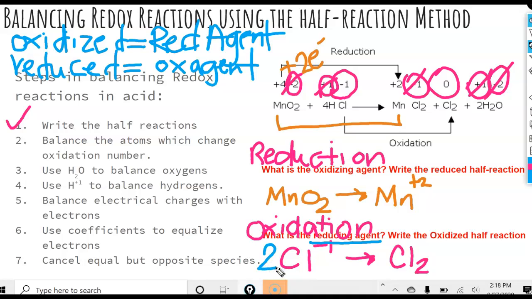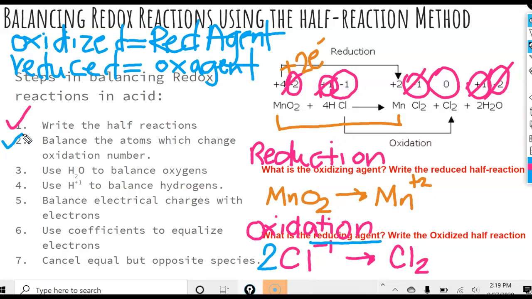So that means I need 2 Cl minuses. That balances out my Cl. So I've got that. Now I am going to add back in oxygens, enough oxygens so that the oxygens on either side balance. And to do that, I'm going to add in some water.